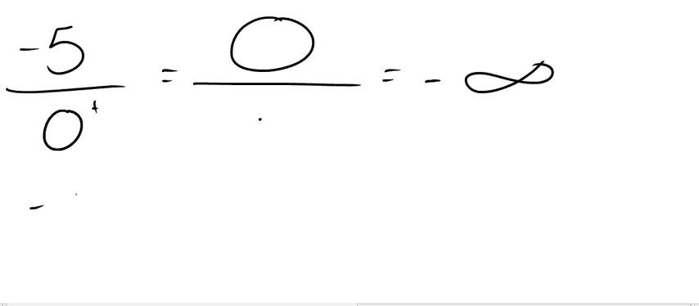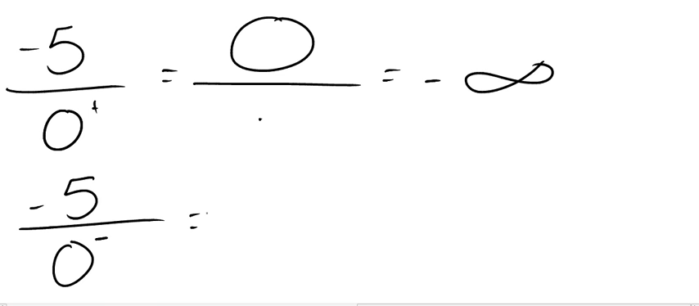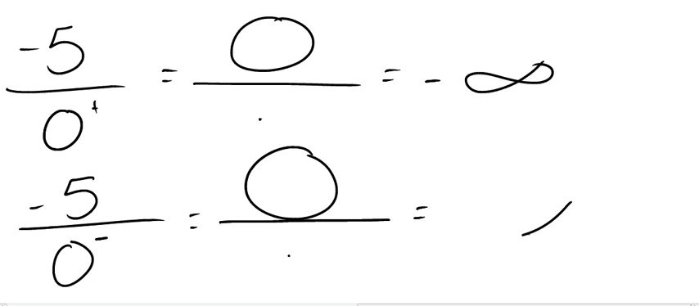One more. What's negative 5 over 0 negative? A very small number which is close to 0, but negative. Again, the ratio between them doesn't change. Something very small in the bottom, something very big in the top. However, negative over negative gives me infinity with a positive sign.